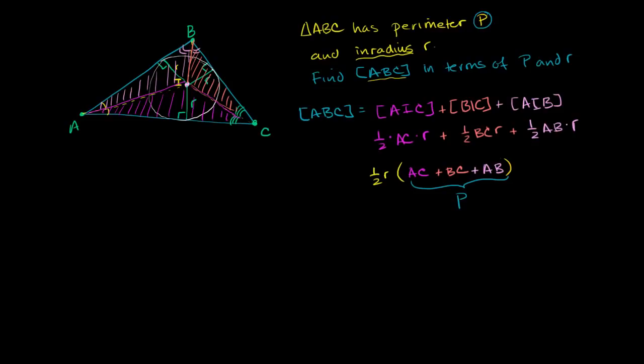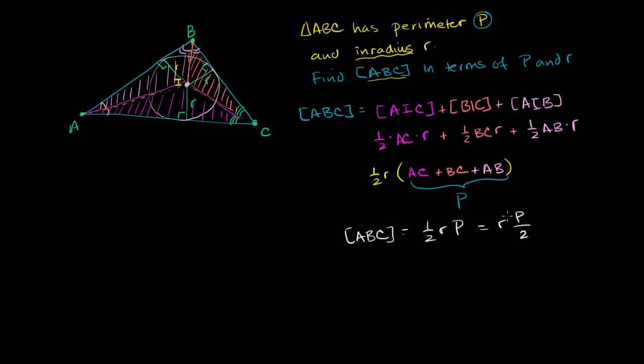The area of our triangle ABC is equal to 1/2 times R times the perimeter, which is kind of a neat result. 1/2 times the inradius times the perimeter of the triangle. Or sometimes you'll see it written like this. It's equal to r times P over 2.